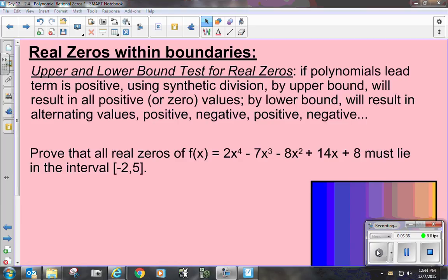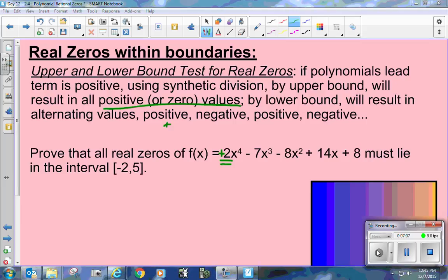Real zeros within boundaries. Okay, the upper and lower bound test for real zeros. If the polynomial's lead term is positive, that's important, and this lead term is positive. Using synthetic division by the upper bound will result in all positive or zero values. And if we use synthetic division by the lower bound, the result will be alternating values, which means it'll be a positive and a negative and a positive and a negative. So, what is this upper and lower bound?